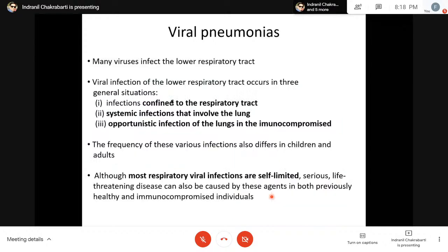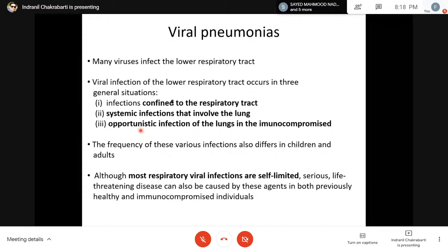Now the viral pneumonias infect the lower respiratory tract. So they can be seen in three settings: infections confined to the respiratory tract, part of systemic infections that involve the lung, or opportunistic infection of the lung in the immunocompromised.